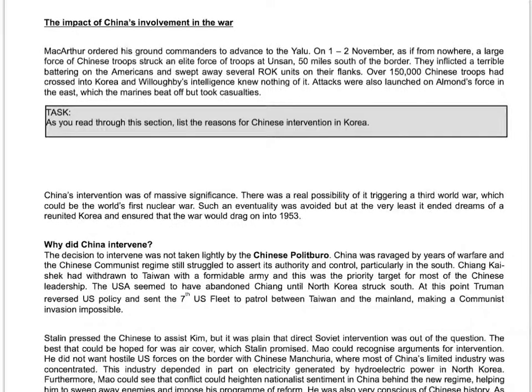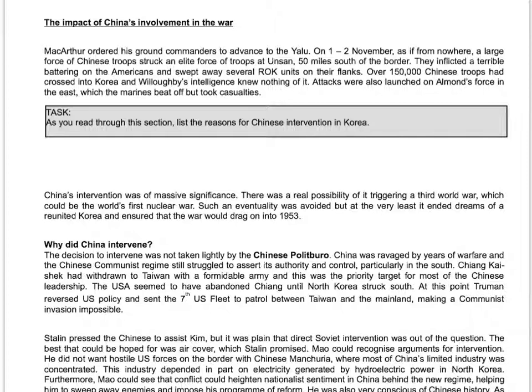The impact of China's involvement in the war. MacArthur ordered his ground commanders to advance to the Yalu. On the 1st and 2nd of November, as if from nowhere, a large force of Chinese troops struck an elite force of troops at Unsan, 50 miles south of the border. They inflicted a terrible battering on the Americans and swept away several South Korean units on their flanks. Over 150,000 troops had crossed into Korea, and Willoughby's intelligence knew nothing of it. Attacks were also launched on Almond's force in the east, which the Marines beat off but took casualties.